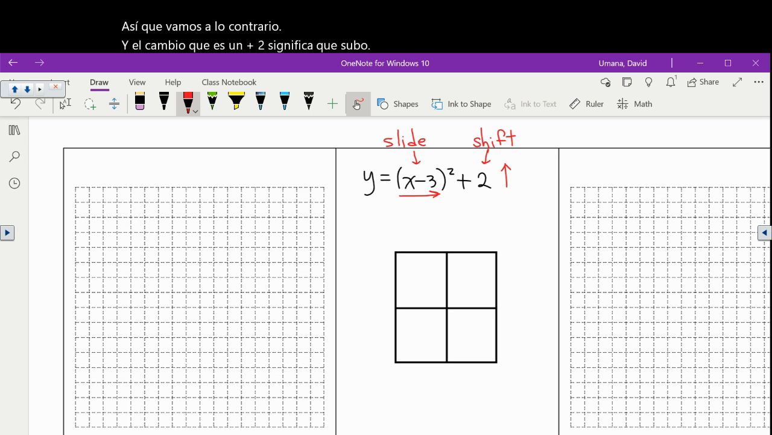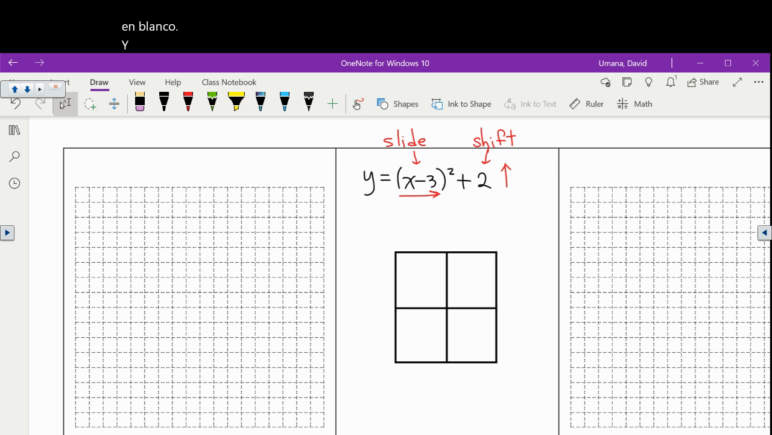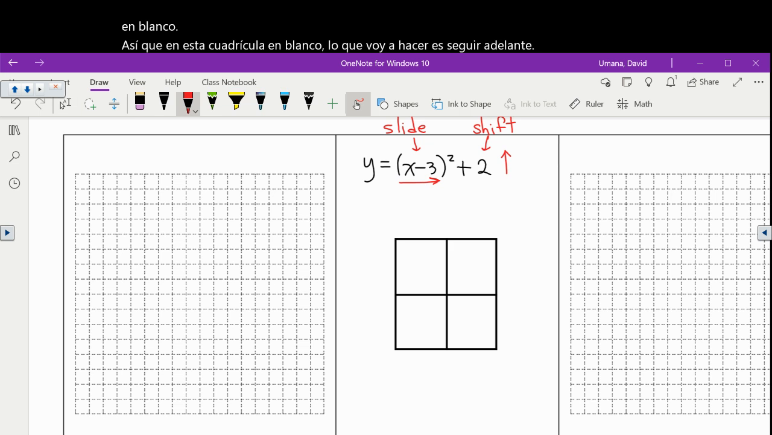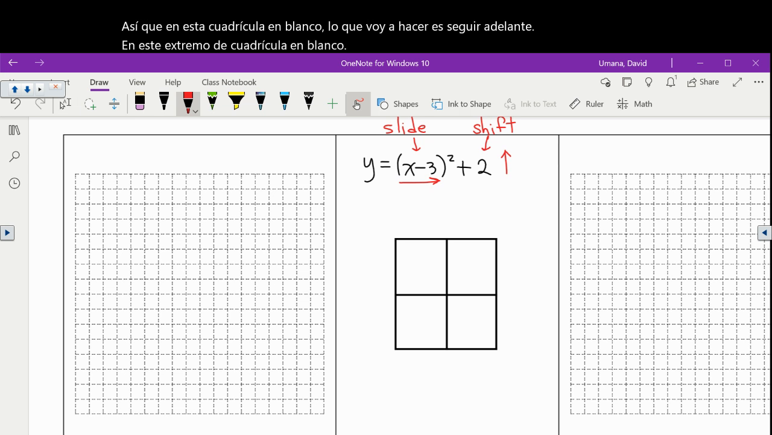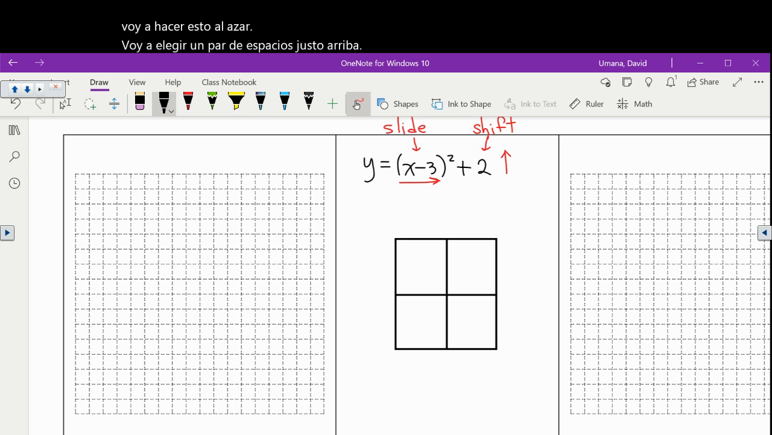Okay? Now, as I do that, I'm going to notice that I have a grid here, which is pretty much blank. So on this blank grid, anywhere, those of you who have your paper, you have your ruler also. For those with the tablet, you can do it freehand as well. And I'm just going to randomly do this. I'm going to pick a couple of spaces right above, and I'm just going to make a line that goes across as straight as possible.